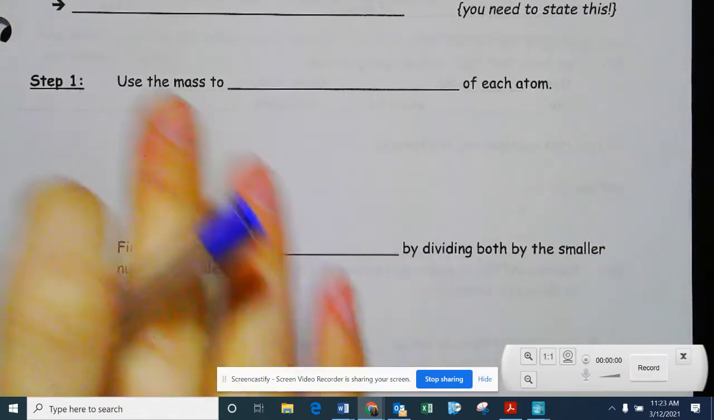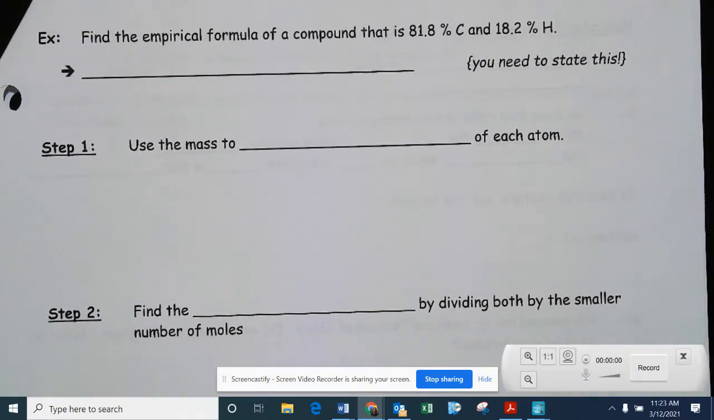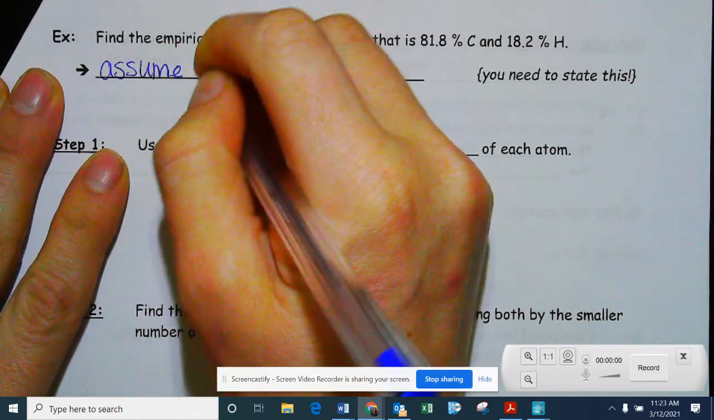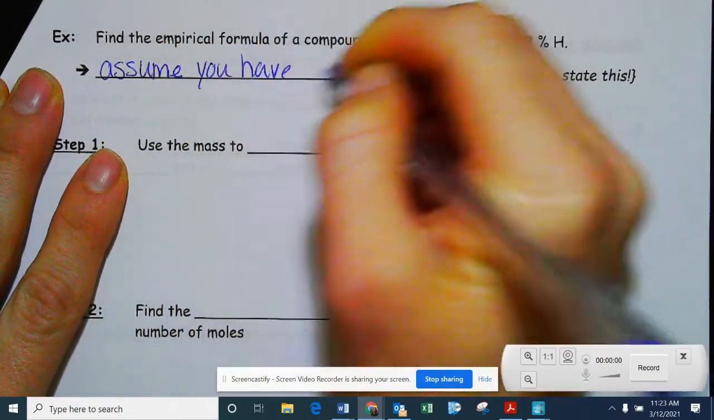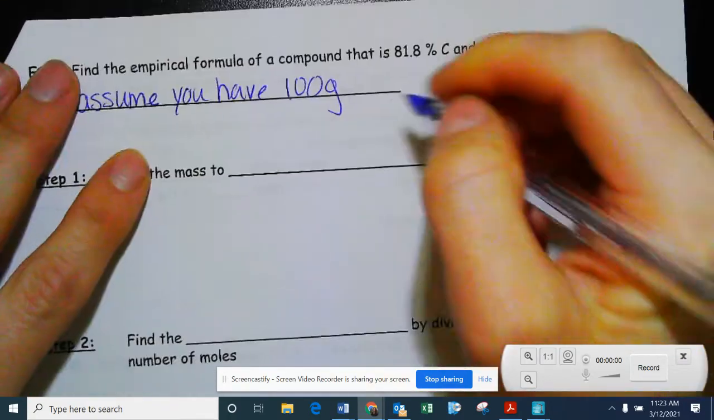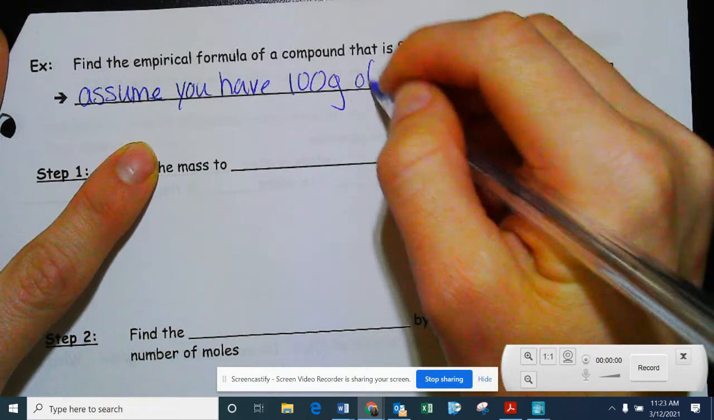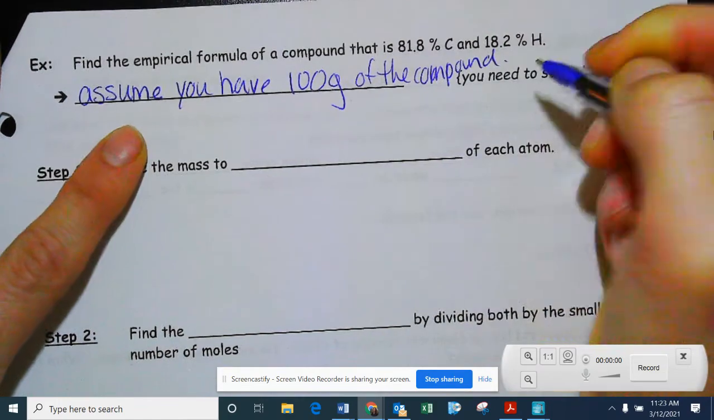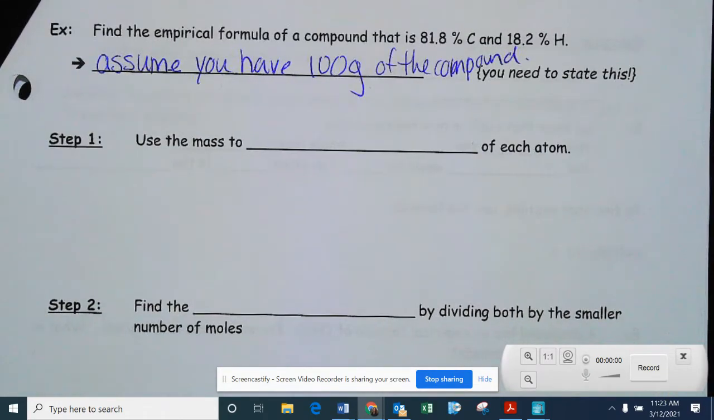So we're going to do another example here. We are going to find the empirical formula of a compound that's 81.8% carbon, 18.2% hydrogen. So again, how many grams should I assume I have? Yep, assume you have 100 grams. That will just make your life nice and easy because percentages are out of 100, right? Okay, you do need to state this. If you're being asked a question, you do need to state that you're assuming that information.